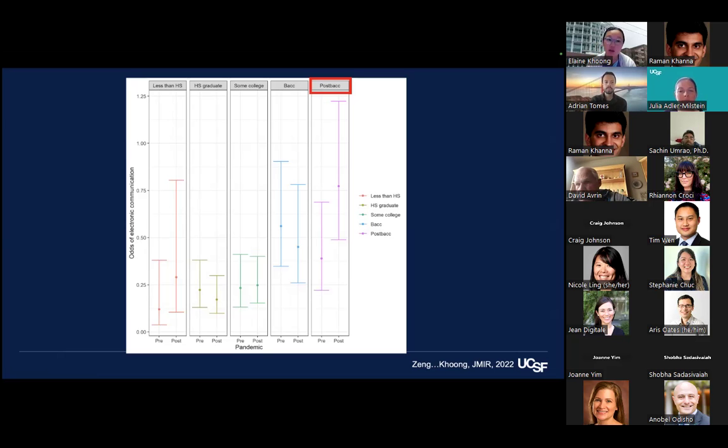What we found is that there was an increase overall in electronic communication after the pandemic, but there was a significant interaction with education. Specifically, there was an increase in electronic communication, but it was mostly only in college grads, including folks even beyond a college grad. Those are the most educated folks, the individuals who are using electronic communication more to engage with their clinician.